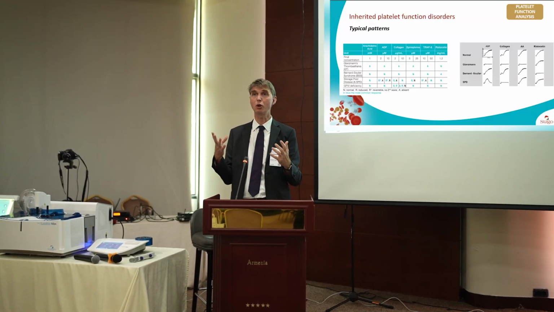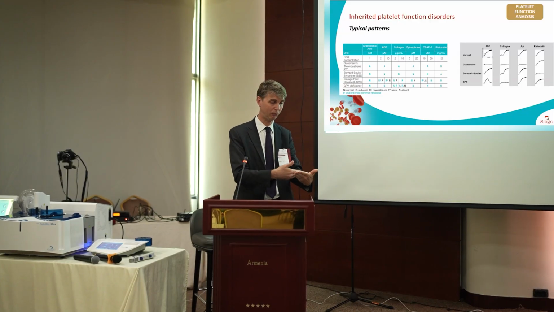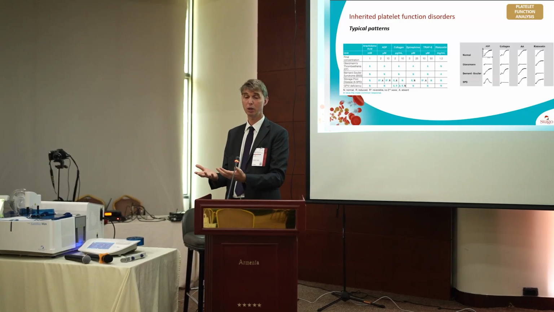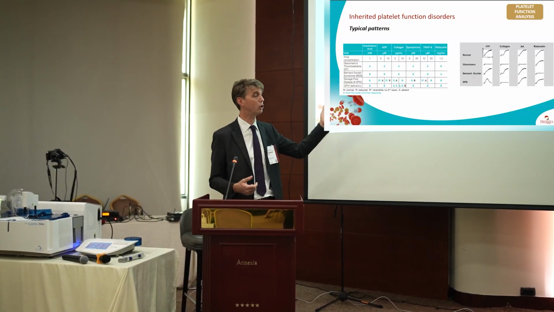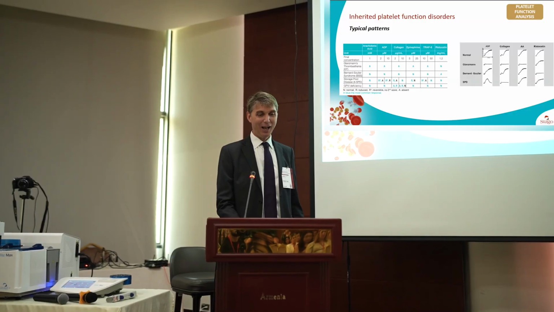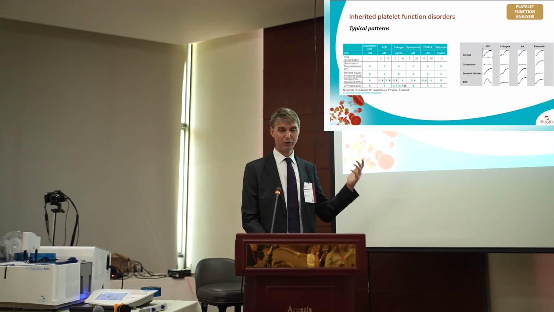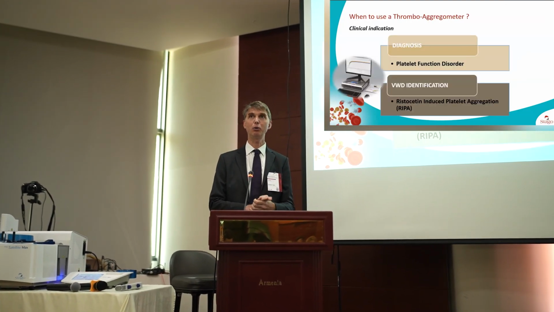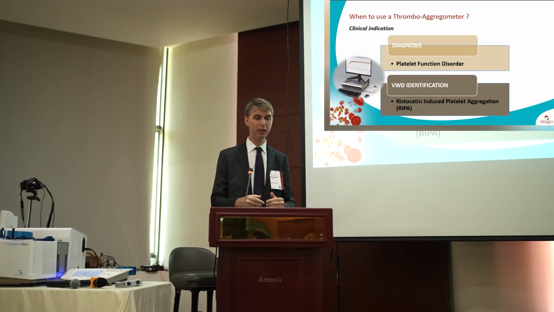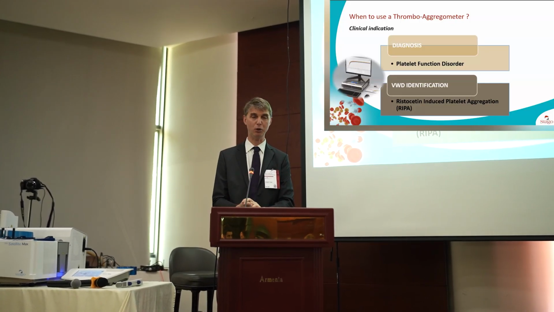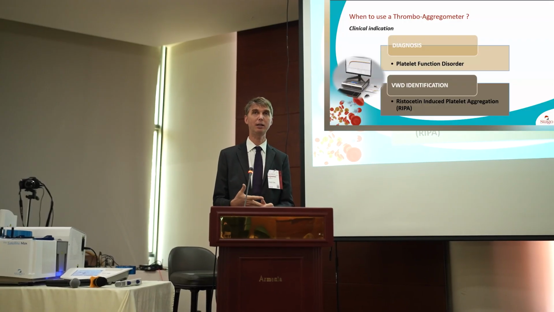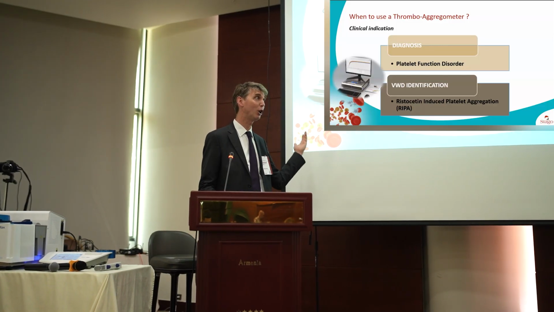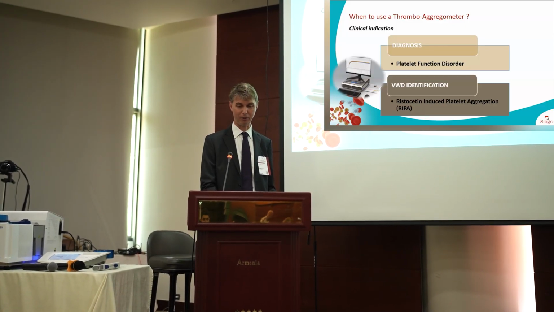Okay, so this is the comparison of the different values or the different kinetics that you get with your sample that you compare with a kind of book, and this will give you the different diagnosis. Okay, so that was our first reason to use the thromboaggregometer. The second possibility to use a thromboaggregometer is for the von Willebrand disease identification, with the test ristocetin-induced platelet aggregation. And you can see that we are using platelet aggregation, so that's why we need our thromboaggregometer.